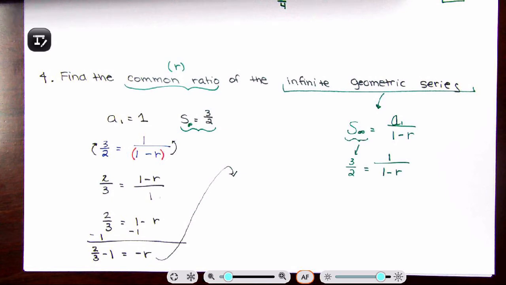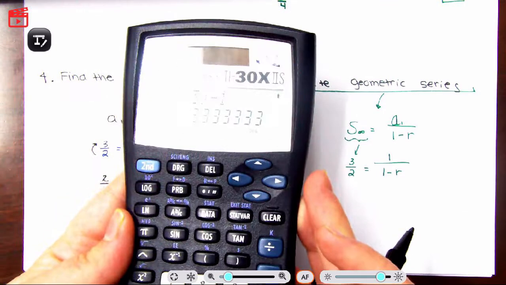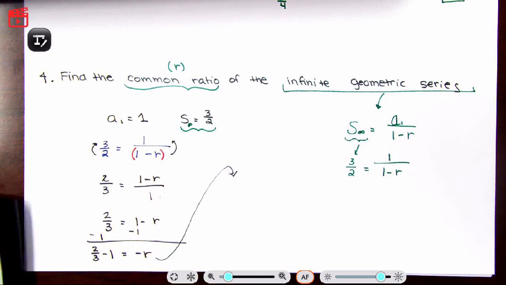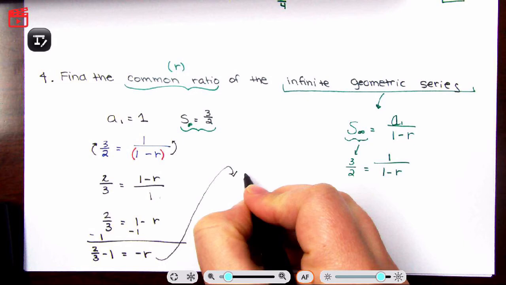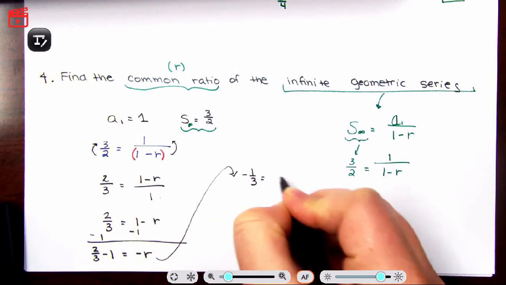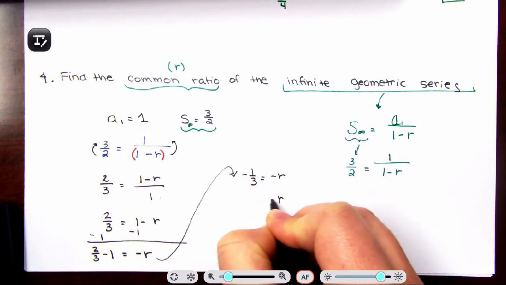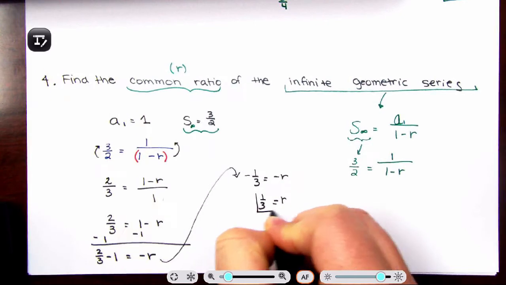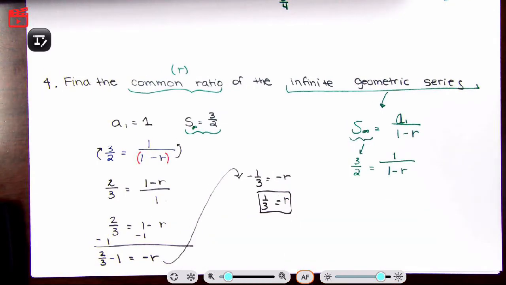And again, you can use your fractions or you can use your calculator. If I use a calculator, 2/3 minus 1 gives me a really nasty decimal. We don't want decimals because we have a fraction. Fractions have to stay with fractions. So converting that to a fraction, that gives me negative 1/3 is equal to negative r. Therefore, my r is equal to 1/3. We're just solving for a variable.